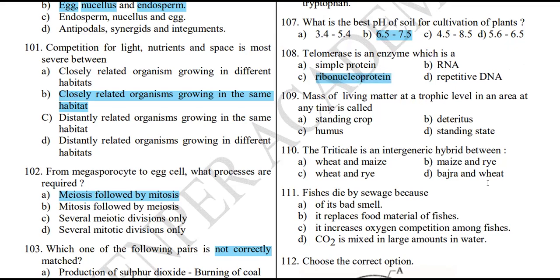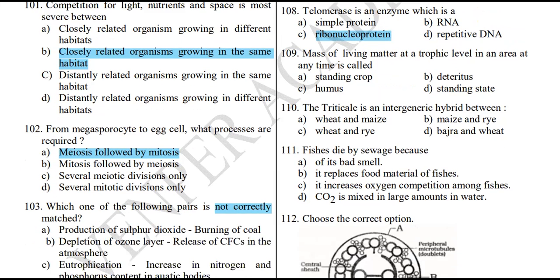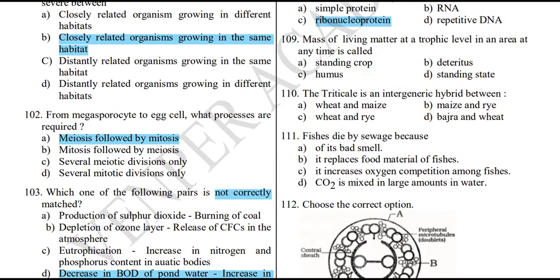Okay, yes. The mass of living matter in a trophic level in an area at any time. It's a very important question. Question number 109. Okay, it's just the definition. So the answer for this question is going to be option A. It's a standing crop. The total mass of the living matter that is present in any trophic level at any time is the standing crop.